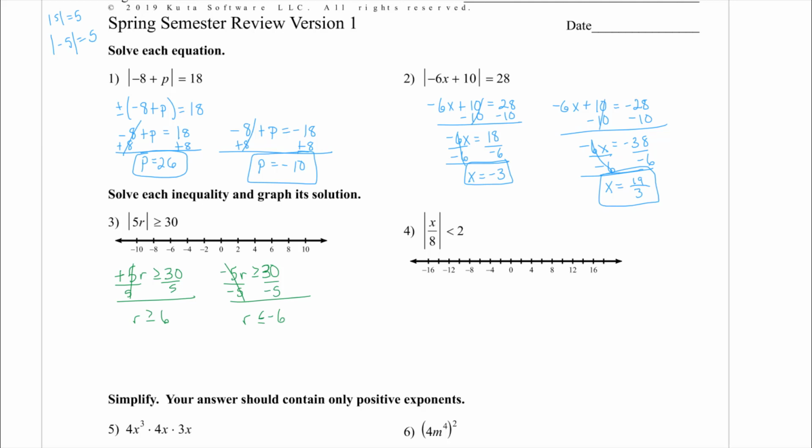Now to graph this, these are equal to, so we need to put a closed, filled in circle on negative 6 and 6. And then it says it's greater than or equal to 6. Inequalities, if your variable is on the left, are like arrows. So we want to shade to the right of 6, which is this way. And then this one is saying, shade to the left of negative 6. These should point either both out away from each other or both in toward each other.